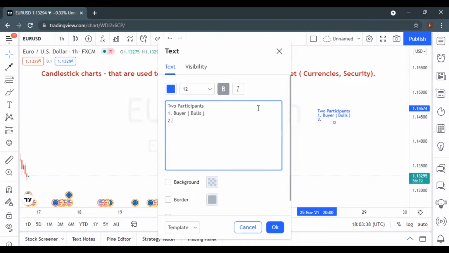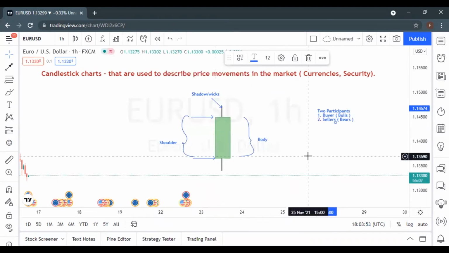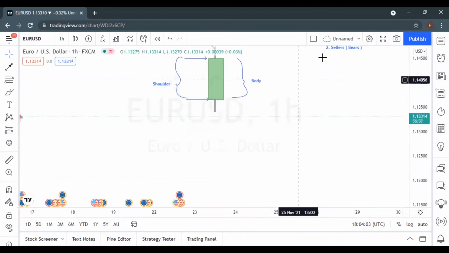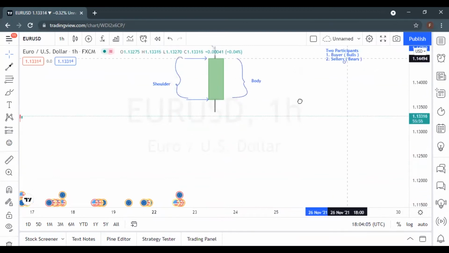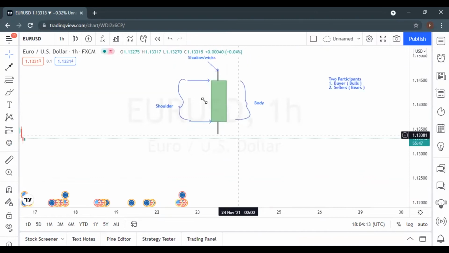And we have the sellers in the market. The sellers are referred to as bears. These are the trading terms that we will be using. So we have two participants in the market that are responsible for how these candlesticks are formed. Let's say the buyers are in control of the market. You are going to notice something. Let's say the buyers are responsible for this candlestick.